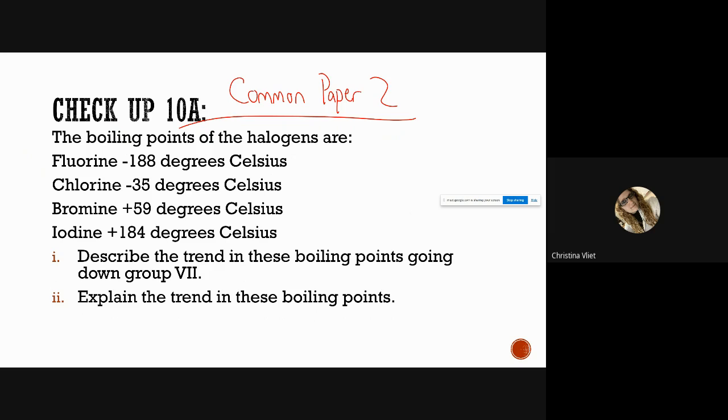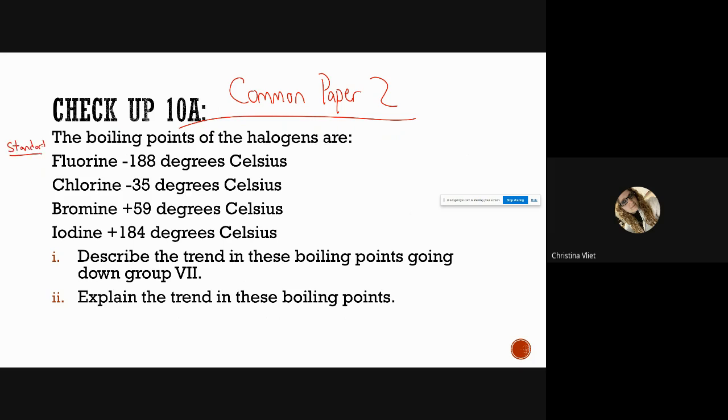So you're given a bunch of halogens. Anybody know what a halogen is? Like those, right? So you're told the boiling points of the halogens are the following. Fluorine is negative 188, chlorine is negative 35, bromine is positive 59, and iodine is positive 184. Make a note to yourself. They're not talking about singular atoms here. They're talking about the elements in their standard state.